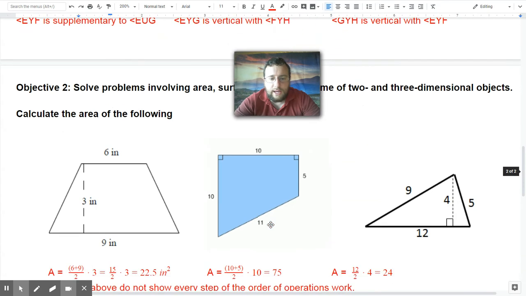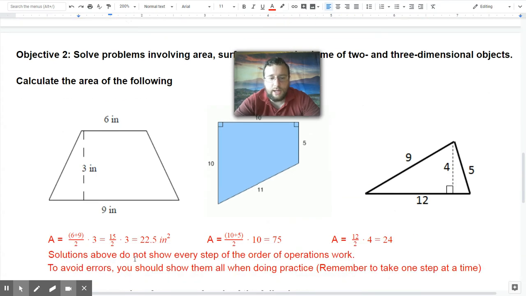All right, so here we have the answers for the first set of problems. I do not show every step of the order of operations, especially since you can use calculators in this test. But to avoid errors when you are doing the work, you should do all the steps, just like when you're doing practice, and do one step at a time to avoid making mistakes.